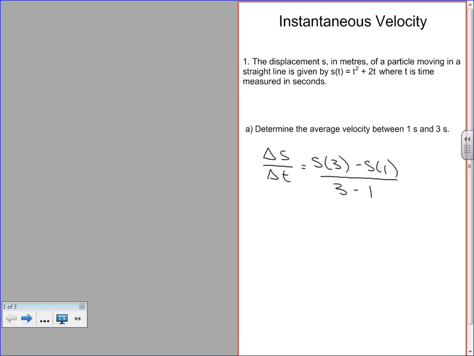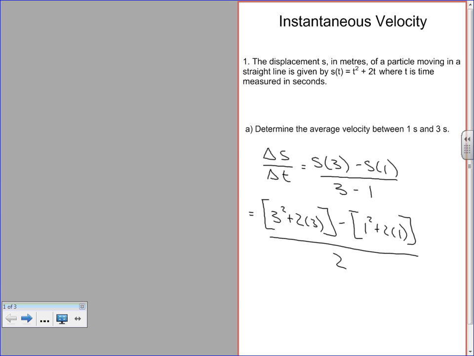To figure out where the particle was at 3 seconds, I substitute 3 into the displacement formula, so 3 squared plus 2 times 3. Subtract off the displacement at 1 second, which is 1 squared plus 2 times 1. All of that is over 2, because 3 minus 1 is 2. Do some math, simplifying, and you should get 6.